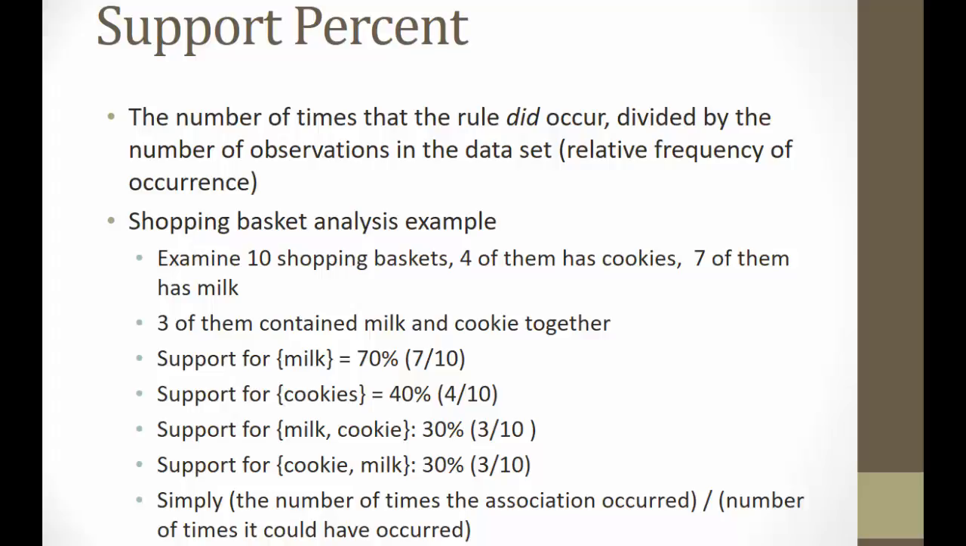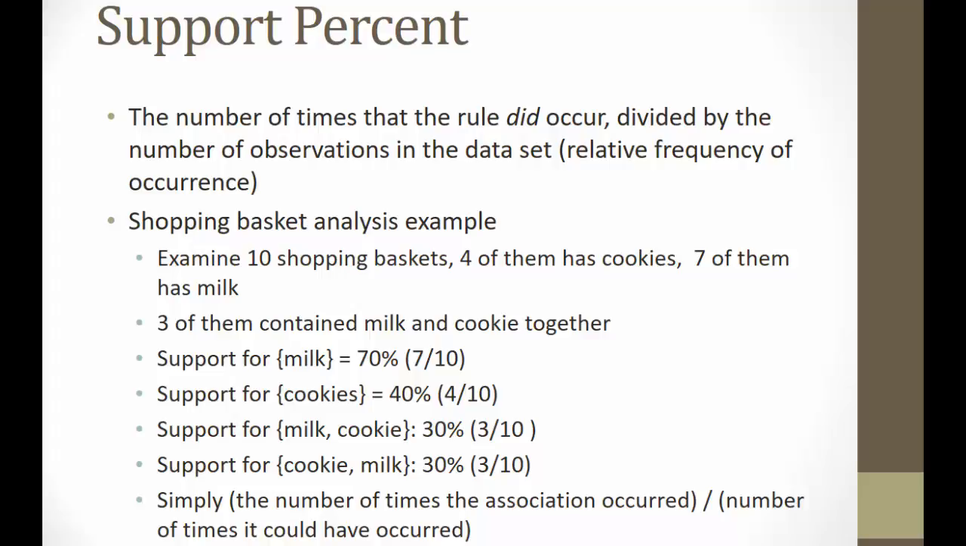Now let's look at those that contain both milk and cookie. So 3 of the baskets contain both milk and cookie together. So 3 out of 10 will be 30%. Remember, it does not matter if we say milk and cookie or cookie and milk for the support percentage. Support percentage is reciprocal, so it doesn't matter which one comes first.